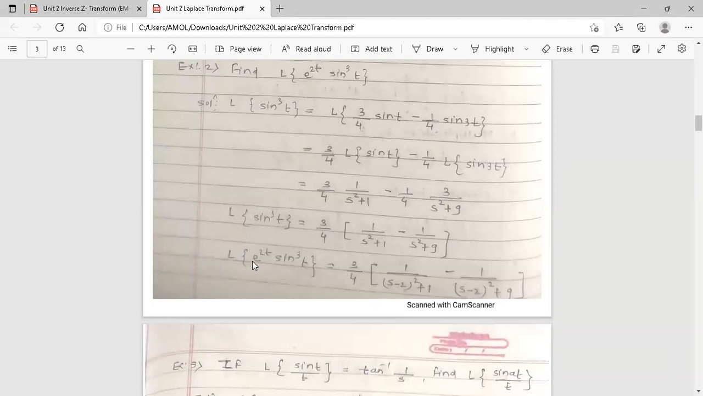Now what is the Laplace transform of e raised to 2t into sine cube t? Again, use the first shifting property. Here the coefficient of the exponential function is 2, so replace s by s minus 2 in every place. In f of s, you replace every term of s by s minus 2. So this is your answer, the Laplace transform of e raised to 2t into sine cube t.